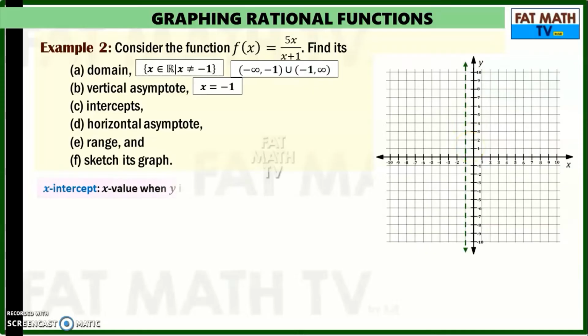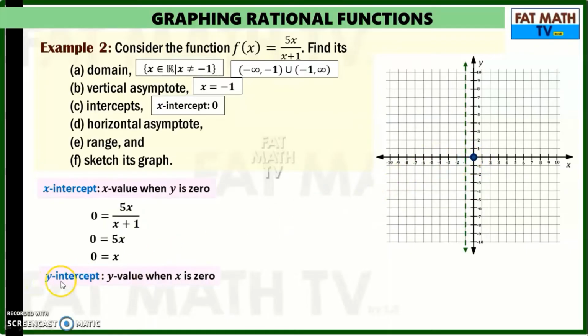Intercepts. The x and the y intercept. X-intercept, x value when y is 0. So just make y 0. So make this f of x 0 and then solve for x. Multiplying both sides by x plus 1, you will get 0 equals 5x. So when is 5x equal to 0? You divide both sides by 5. 0 divided by 5 is 0. So that is when x is 0. So y is 0 when x is 0. So the x-intercept is 0. So it passes through the origin.